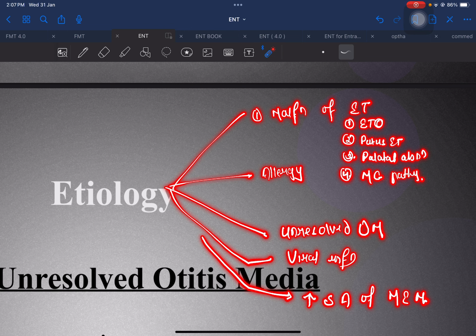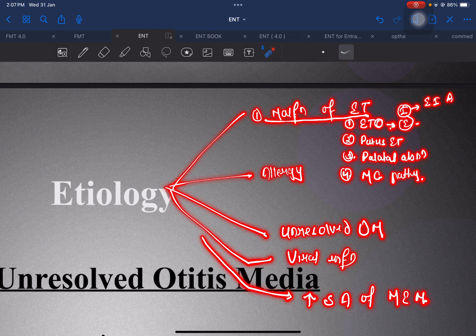So talking about the malfunction, the etiology, under the topic of malfunction of eustachian tube, we already mentioned what there can be: eustachian tube obstruction. Eustachian obstruction can be because of various conditions, intrinsic factors or extrinsic factors. Intrinsic factors can be edema, infections, allergy, trauma.